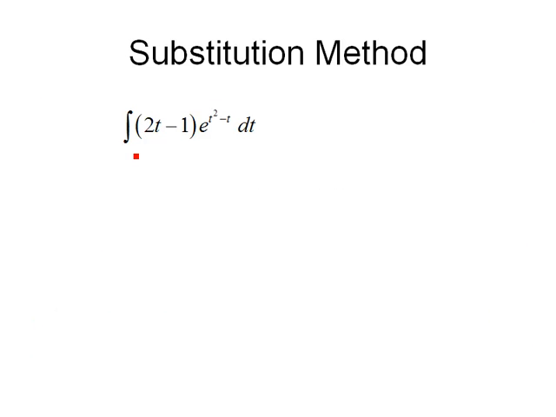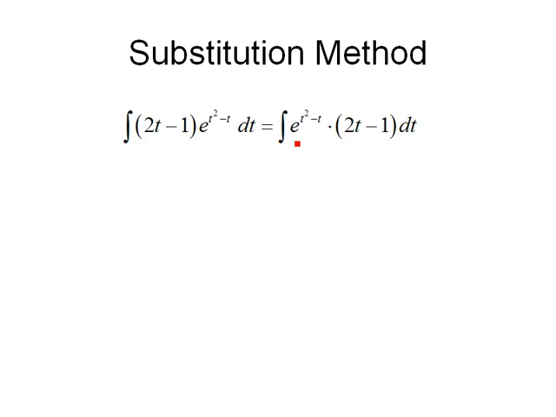Here we have the antiderivative of the quantity 2t minus 1 times e to the quantity t squared minus t dt. Now when I look at this, I see that there's a base of e here, so my guess would be that the u needs to be this power. And that's a pretty good guess because the derivative of that u is this piece out in front. So that's a good hint that I can use the du to swallow up the 2t minus 1.